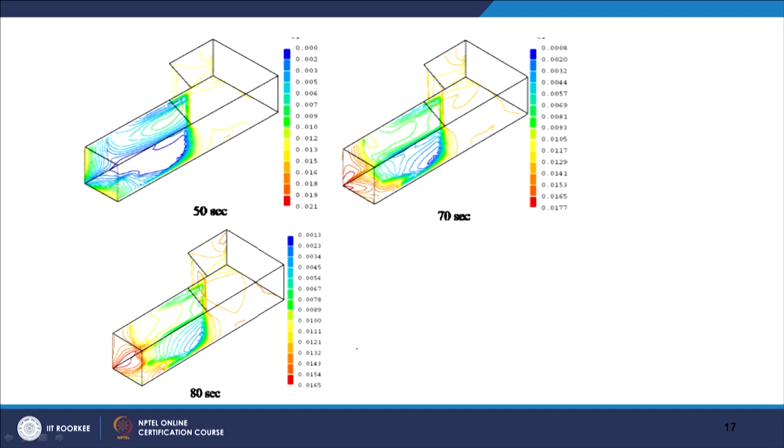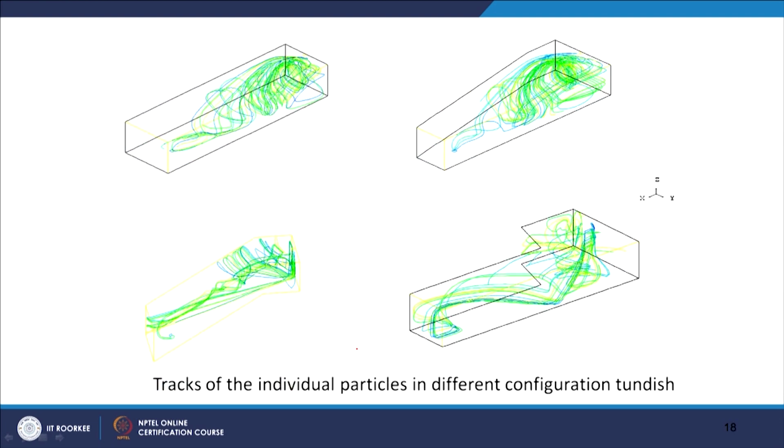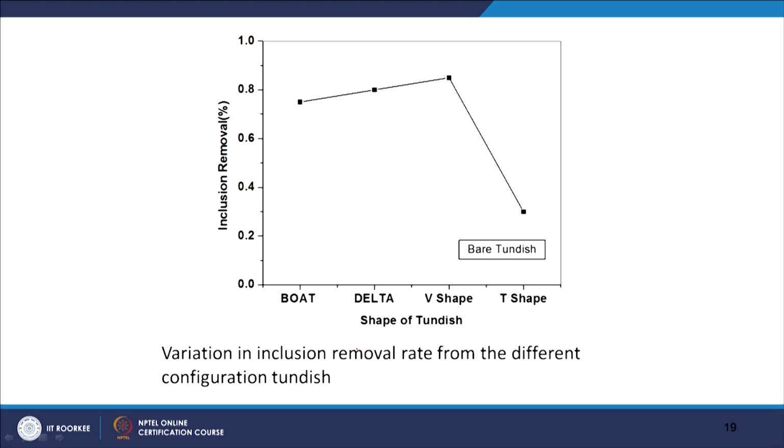This is in the case of the T-shaped Tundish. You can also do inclusion studies in different shapes of Tundishes. Inclusion particle trajectory can be calculated and seen. What was seen was that the inclusion removal was minimum in the case of T shape and maximum in the case of V shape. These studies depend upon many parameters, and that was one of the results which we got.